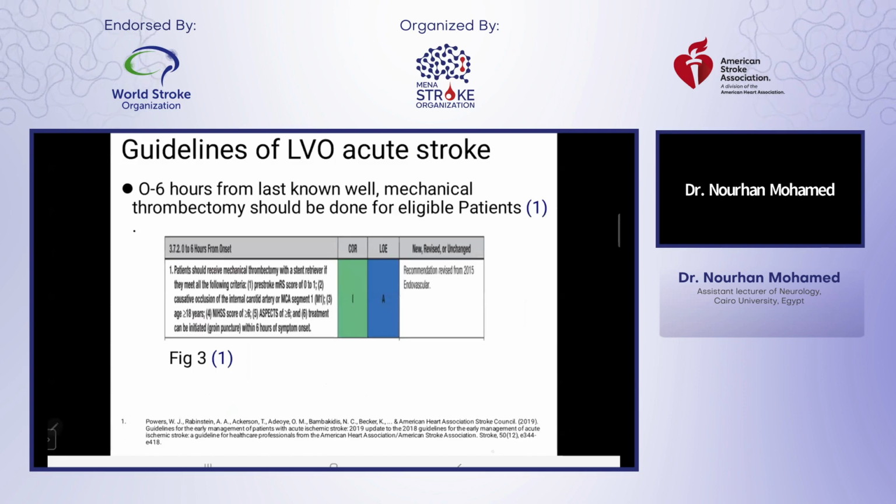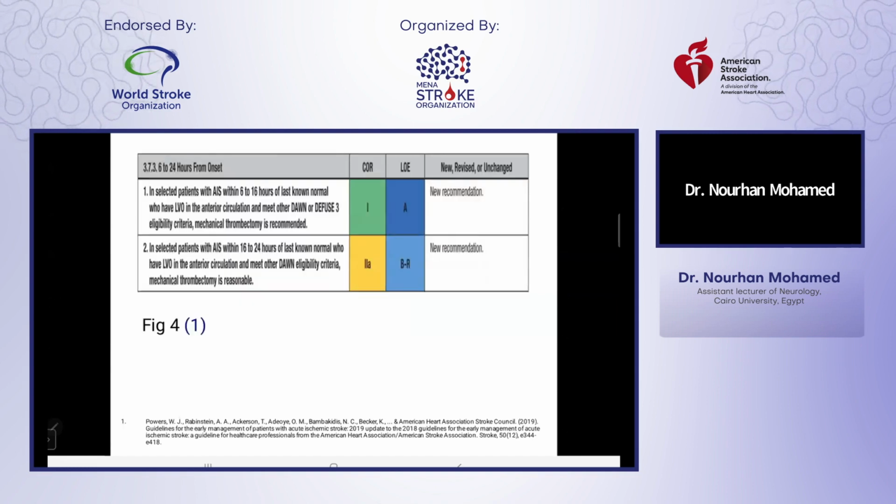The guidelines of the American Heart Association and American Stroke Association mainly mention anterior circulation management, as the trials were done regarding this matter. If the patient presents within the first 6 hours from last known well, mechanical thrombectomy should be done for the eligible patient. However, this is for the anterior circulation, mainly ICA, M1, and M2. If presented within 6 to 24 hours, and the patient is eligible according to the DAWN and DEFUSE 3 eligibility criteria, thrombectomy can be recommended. However, this is for ICA and M1 and sometimes M2 occlusion. The basilar artery was not mentioned in the recent guidelines, and further trials are needed.